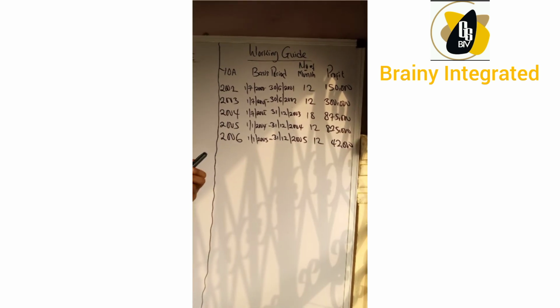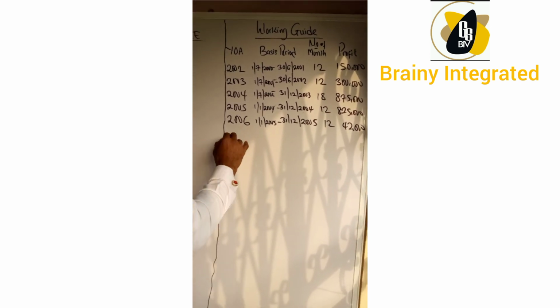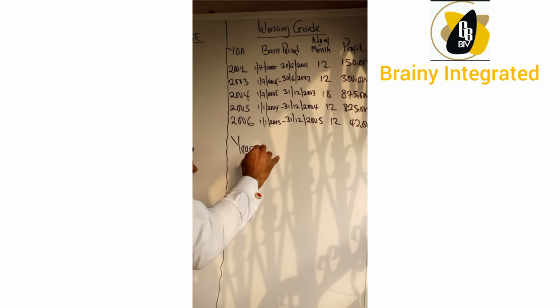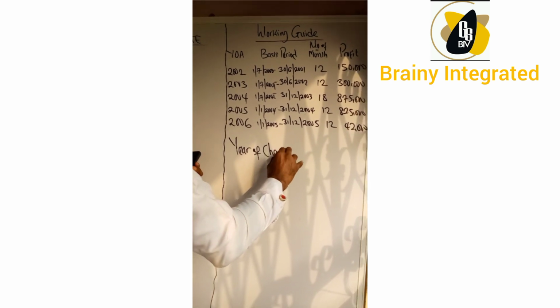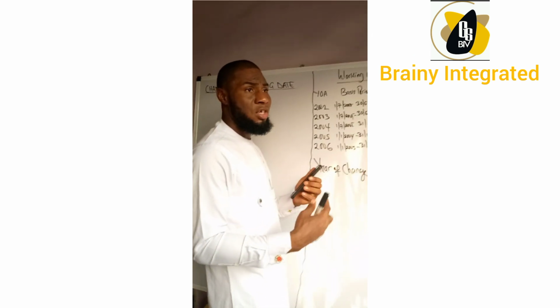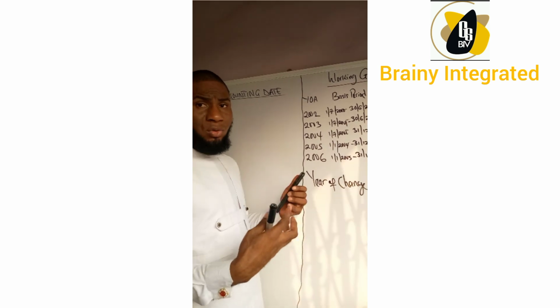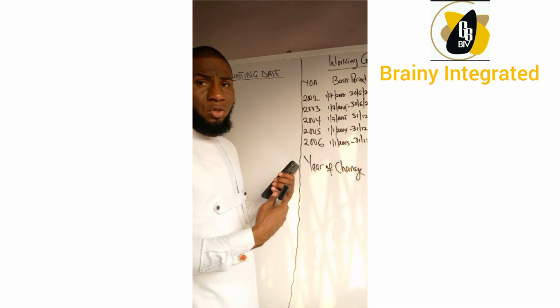Now, this is the working guide. The working guide is ready. Now, the next thing to do is to identify our year of change. We have explained year of change, how to get your year of change, in a previous video. So, if you need more clarity on that, you can watch our earlier videos on this.